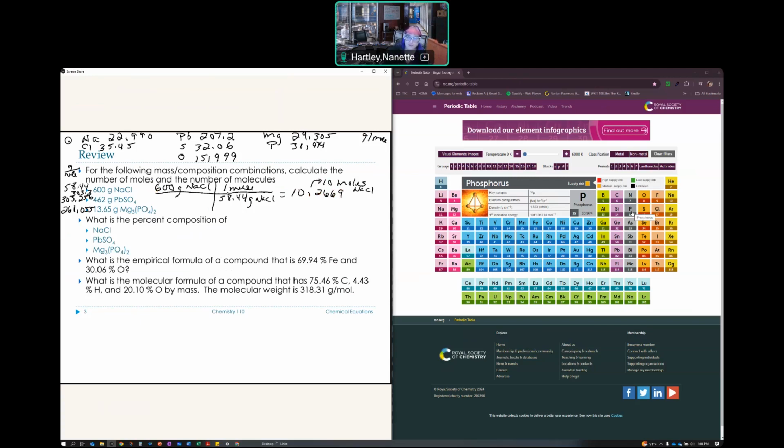Because that's 1 sig fig. Okay. Now, that is how I would calculate the number of moles. Now, I'm going to calculate the rest of these on a separate piece of paper, so we'll talk about that.